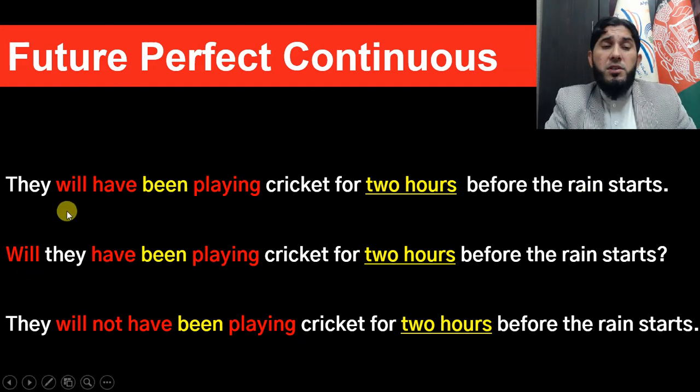So if you want to change it to a question form, just bring the first auxiliary, will, before subject, in your example. Will they have been playing cricket for 2 hours before the rain starts? If you want to change it to negative form, they will not have been playing cricket for 2 hours before the rain starts.